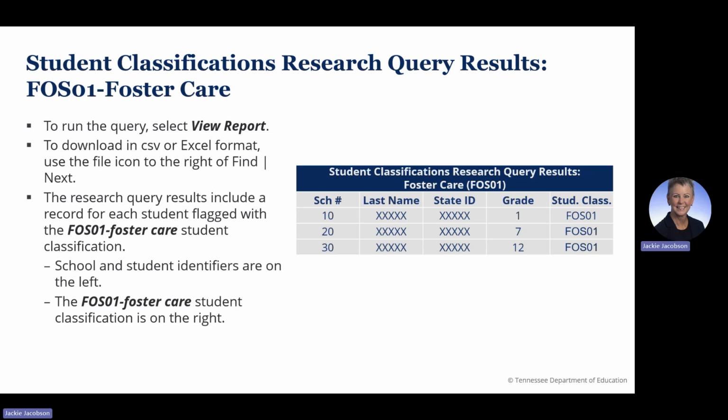The research query results include a record for each student flagged with the FOSO1 foster care student classification. School and student identifiers are on the left. The FOSO1 foster care student classification is on the right.